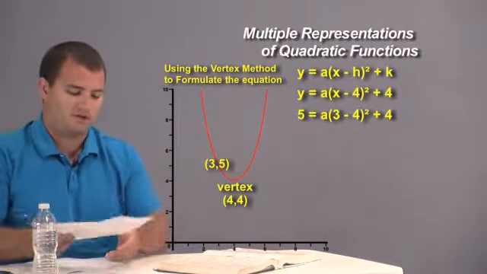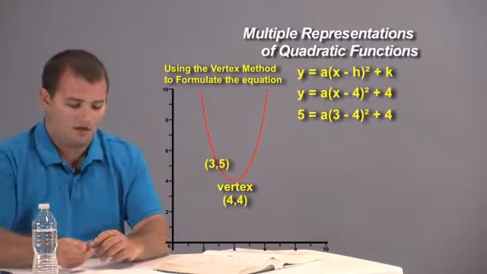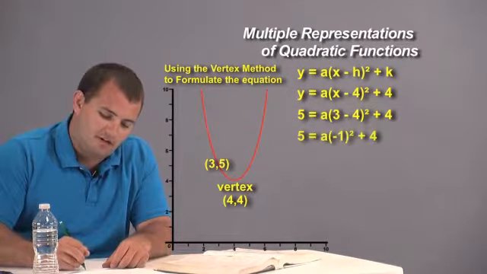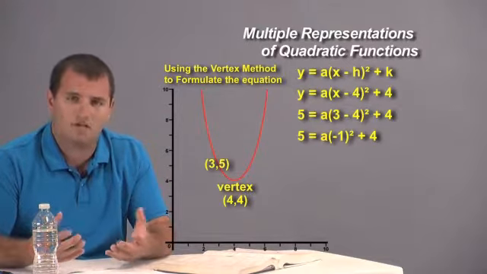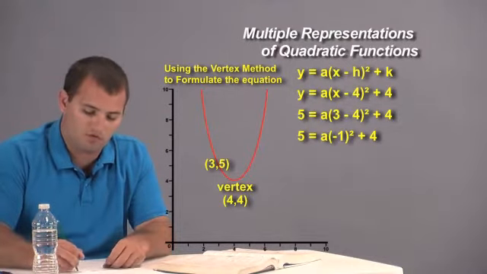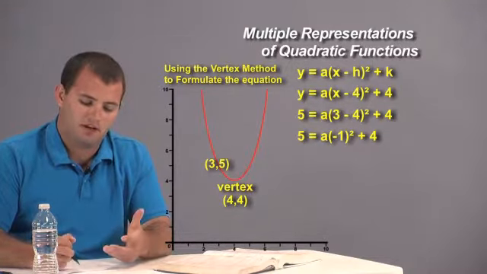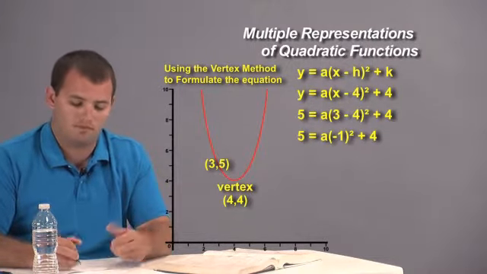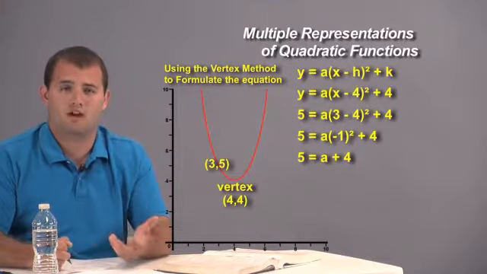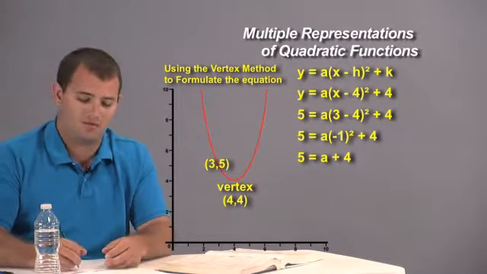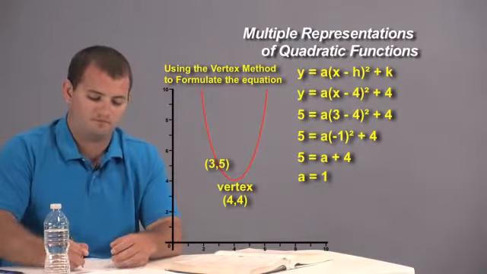Now let's solve for a by doing simplification. So we have 5 is equal to a, the interior of that will become negative 1 squared plus 4. We'll simplify a little bit more. Negative 1 squared is 1, so we have 5 is equal to a plus 4. And we'll subtract 4 from both sides to isolate a, and we'll have that a is equal to 1.